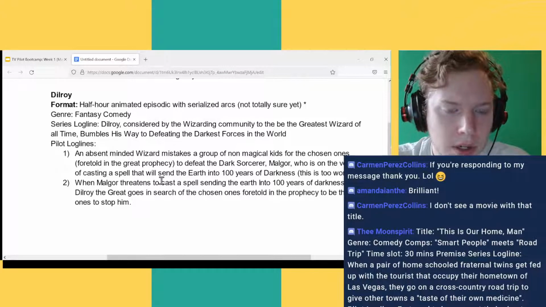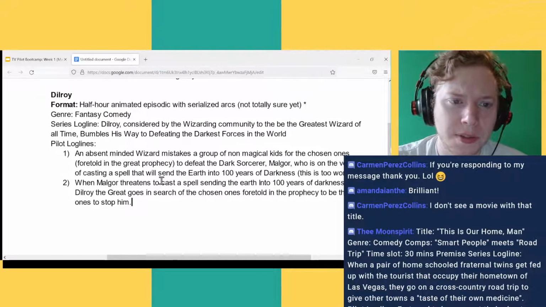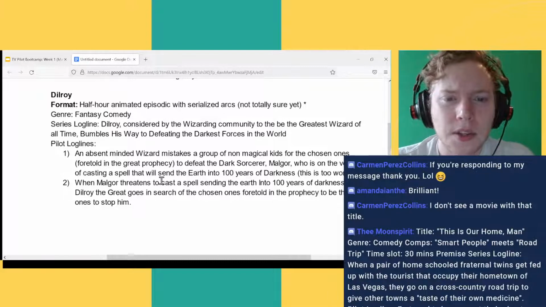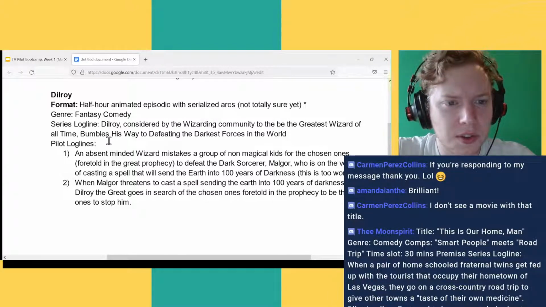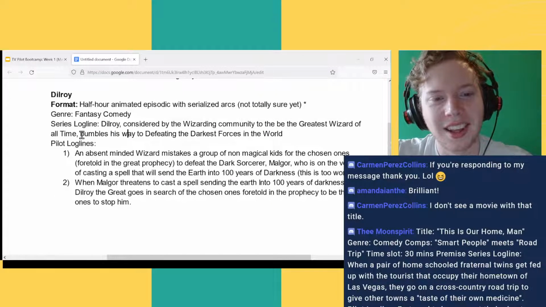So, let me start with the series. Dilroy, considered by the wizarding community to be the greatest wizard of all time, bumbles his way to defeating the darkest forces in the world. So, I guess the first thing is every letter is capitalized in this for some reason here. You know what? I've been writing news headlines all day for my satirical news story. No problem. Okay, sorry about that. You're good.